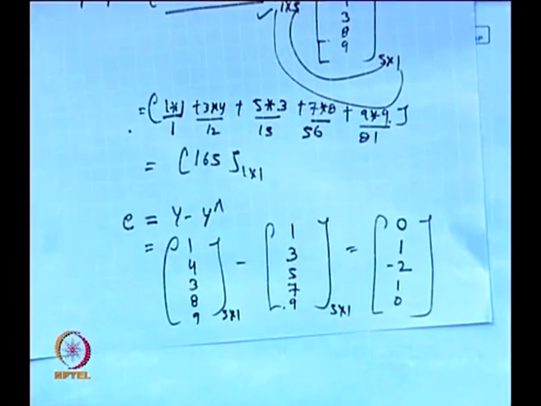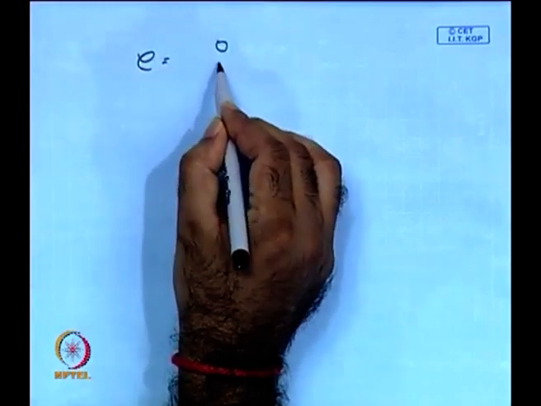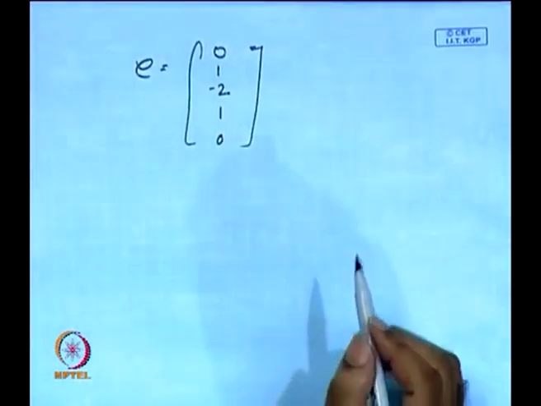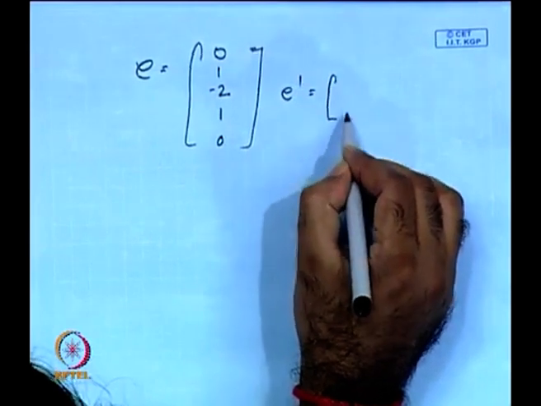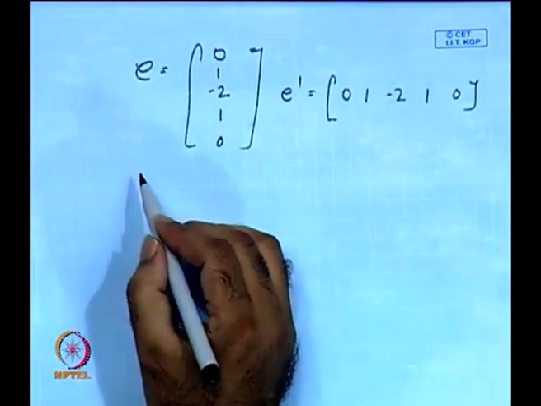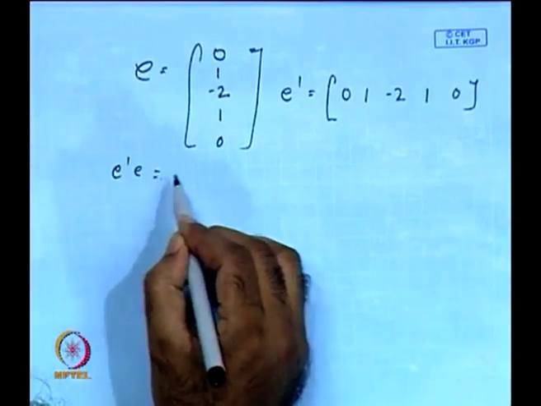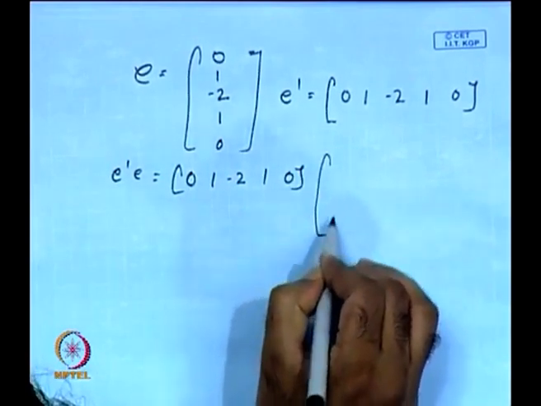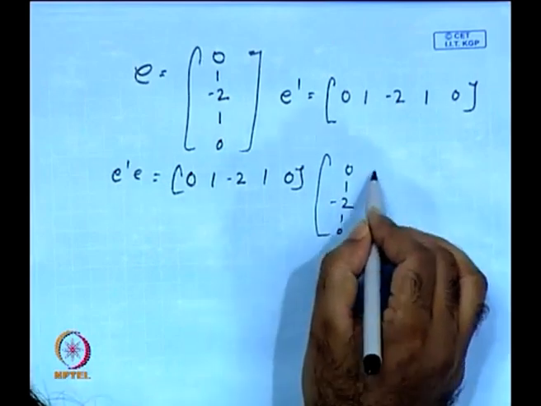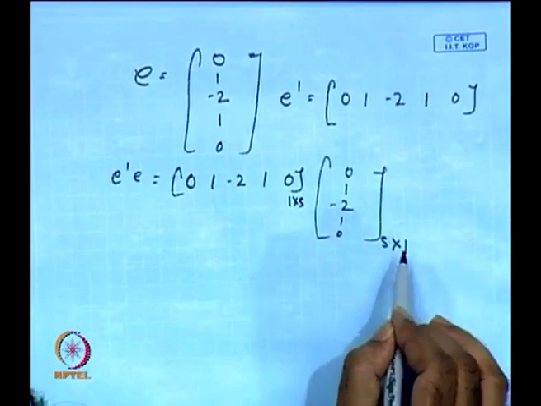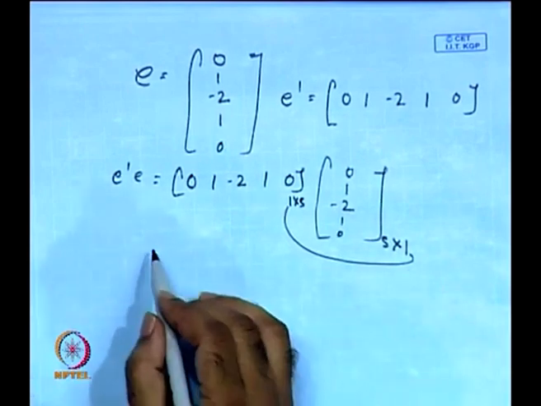But our requirement is e transpose e. So now we have e equal to 0 1 minus 2 1 0. This is the e component. We would like to calculate e transpose. So e transpose equals 0 1 minus 2 1 0. Okay, so this is e transpose. Now we would like to know e transpose e, which means 0 1 minus 2 1 0 multiplied by 0 1 minus 2 1 0. This is of order 1 into 5 and 5 into 1, so obviously we have a 1 cross 1 system.